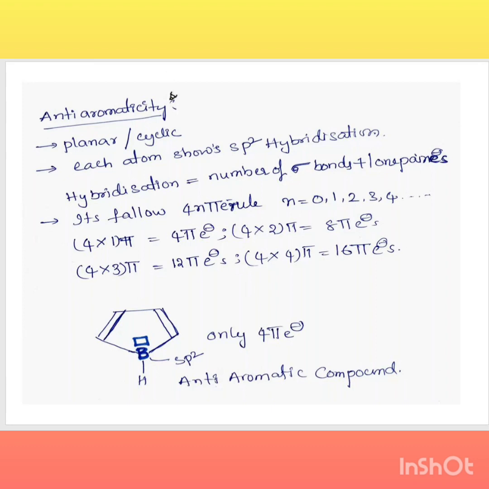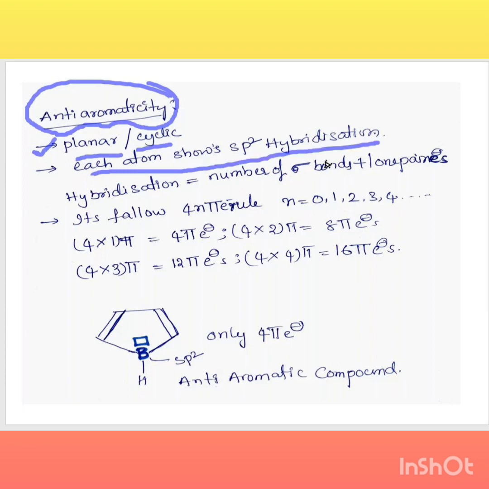Today we are going to discuss anti-aromatic compounds. What is anti-aromaticity? Number one point is that the compound must be planar and cyclic. Each atom shows sp2 hybridization. In hybridization, the formula is the number of sigma bonds plus lone pairs of electrons.